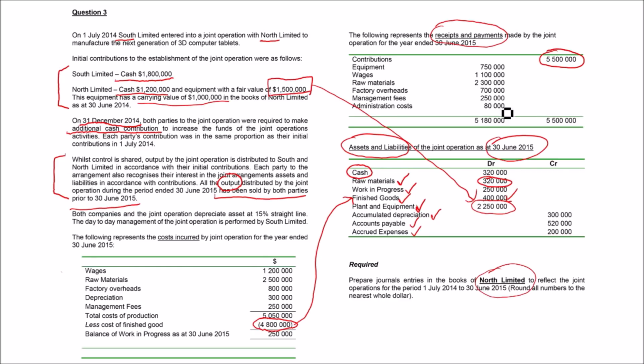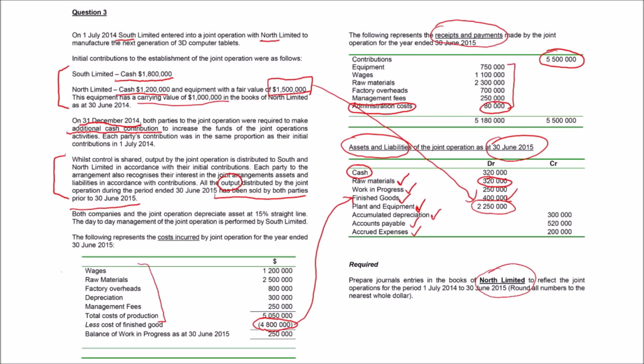If you take a look at the table before that, we have a lot of amounts spent by the joint operation. And I want you to compare this particular amount here with the table before. As you can see, we have a lot of similar accounts there, with one particular exception. There's one account that appears on the receipts and payments table, but not on the initial cost recognized by them. That particular one is administration costs.